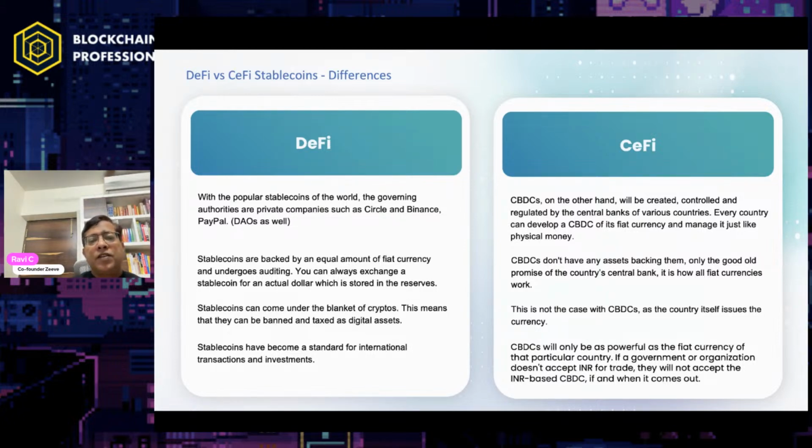CBDCs are something which quite a few countries are now building. So we may start seeing some projects coming into the market and people starting to use them. Initially, most of the projects that I have gone through are using it for wholesale transactions, not on the retail side.